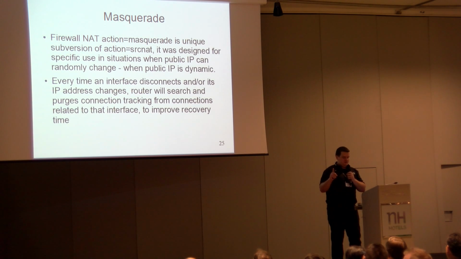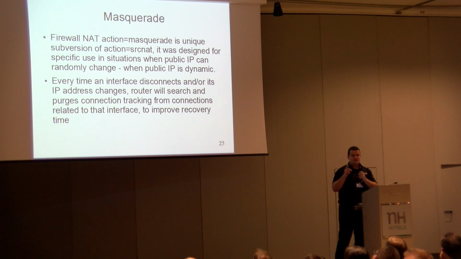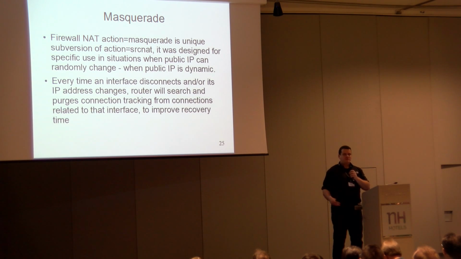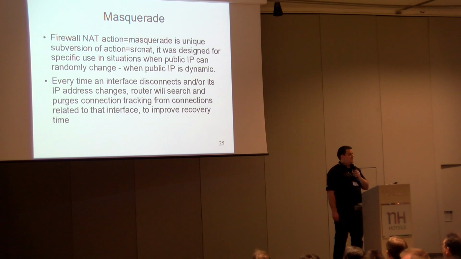Every time an interface disconnects or the IP address changes on the router, it has to search all connection tracking and purge out all connections related to that interface, to improve the recovery time in normal usage when you have one public interface going up, down, and then up again. Now imagine you have 3,000 PPPoE clients going down and up all the time. Every time one of the interfaces goes down or up, Masquerade has to do its job. It has to clear out all the connection tracking related entries. So it has to go through the connection tracking and search. And this is where your firewall load comes in.